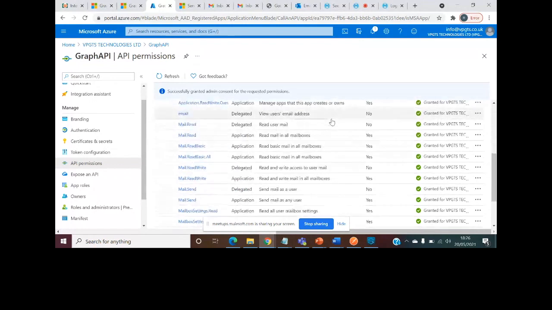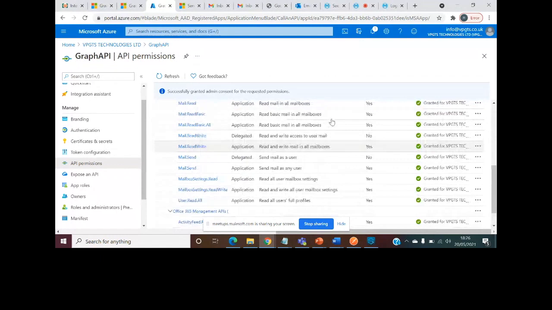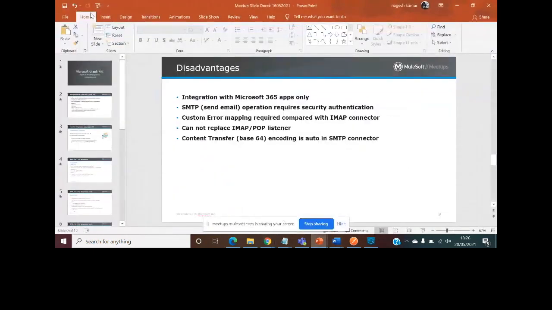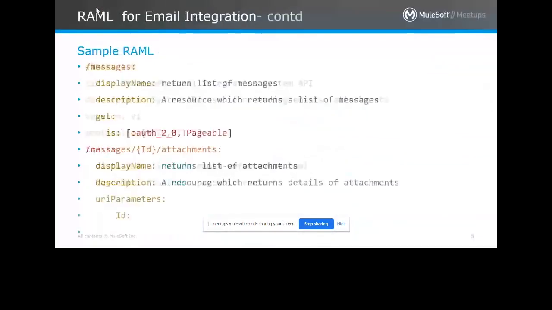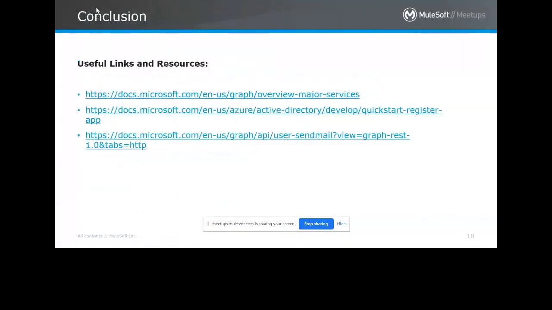Some of the permissions, like mail read and mail send permissions, you can actually give to exactly whichever user is needed for sending an email across. Going back on there, we have quite a few links available on the Microsoft site where we can take advantage of the Graph API, the Microsoft Graph API.